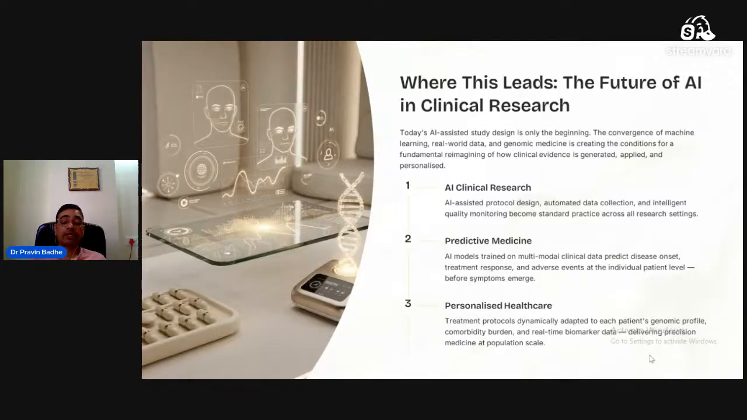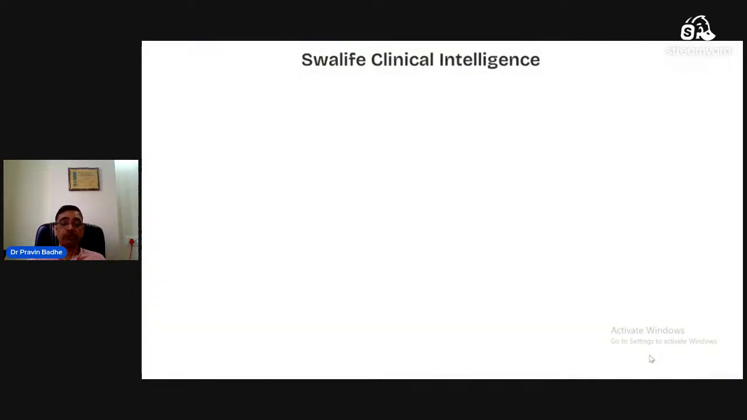Development of personalized healthcare will be the future with this type of technologies, where genomic profiling is available or will be made available for the patient, and real-time biomarkers can be targeted with AI, so delivering precise medicine can be possible. Now, before ending this, I also want to show you the Swalife Clinical Intelligence Platform.